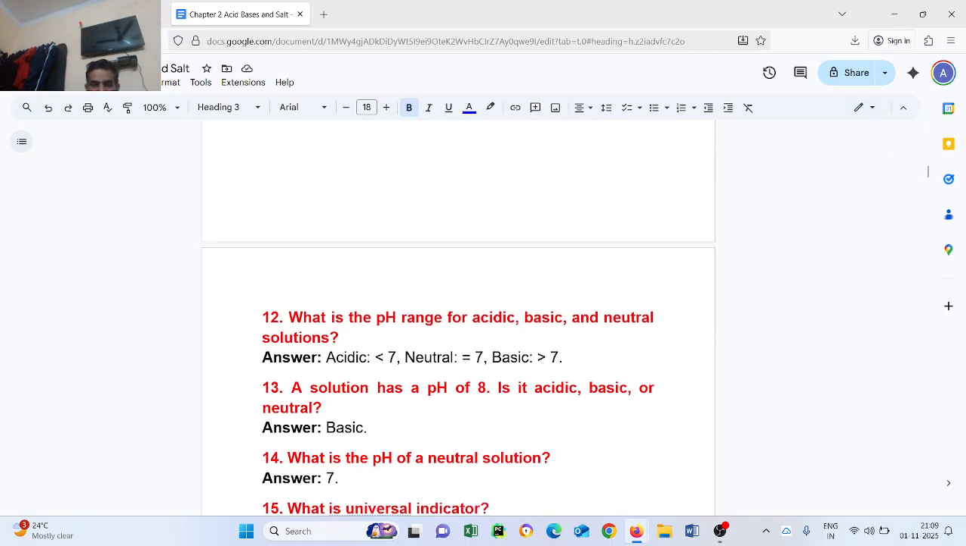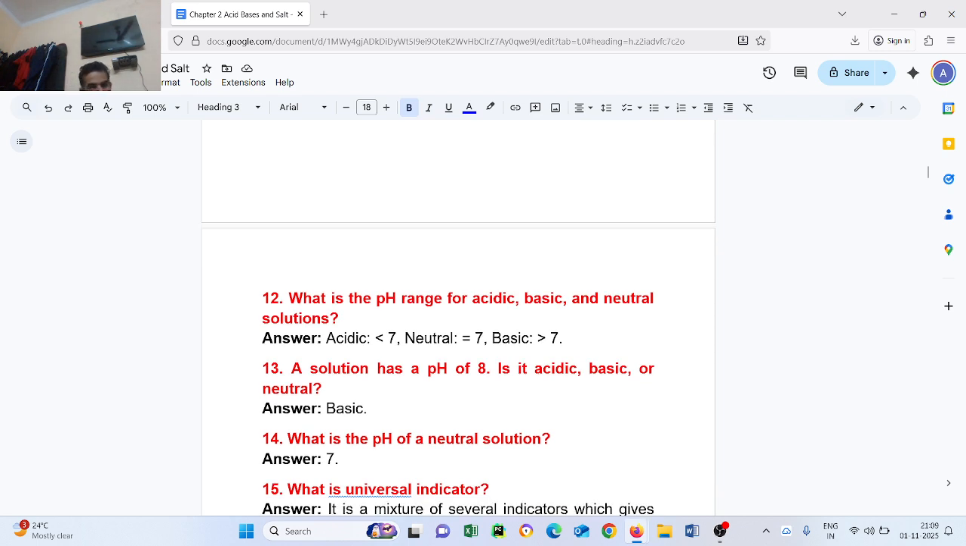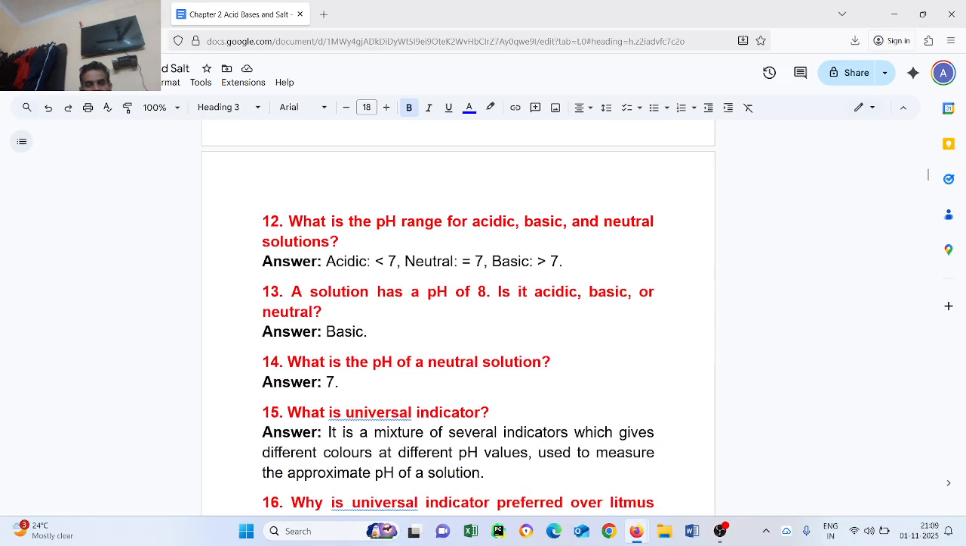Question number 13. A solution has pH 8. Is it acidic or basic or neutral? It is basic. Question number 14. What is the pH of neutral solution? Answer is 7.